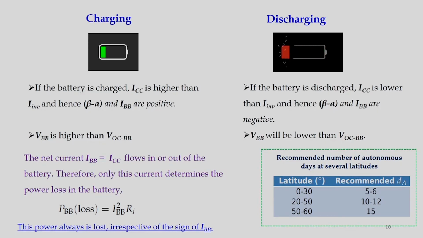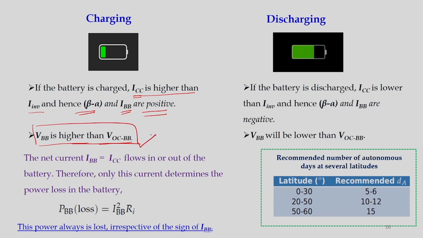There are two conditions we already know, charging and discharging. In case of charging, if the battery is charged, then ICC is higher than I inverter, that we must know. So, ICC is higher than I inverter, and hence beta minus alpha and IBV, the current flowing through this battery bank, are positive. So, VB is higher than VOC. We can see why VB is higher than VOC by analyzing the solution of the quadratic equation.